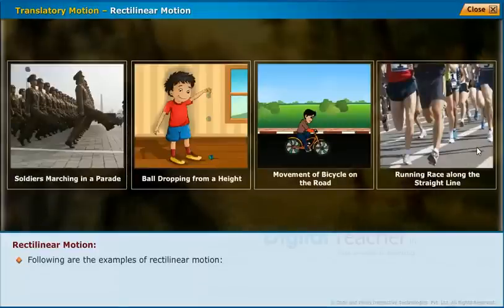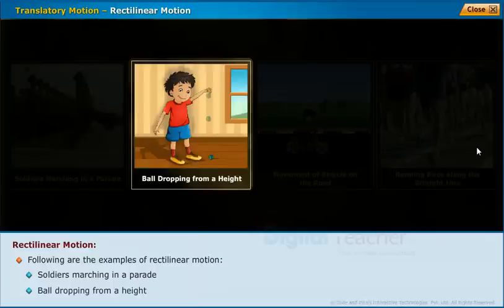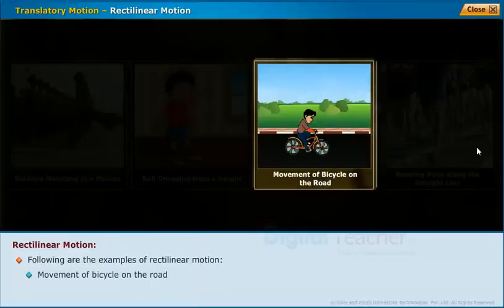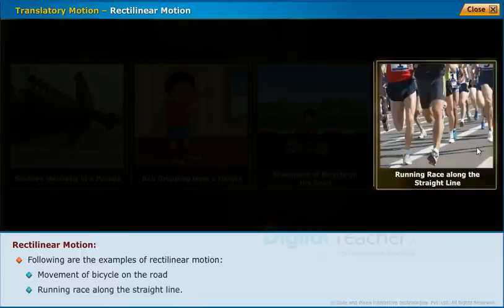Following are the examples of rectilinear motion. Soldiers marching in a parade. Ball dropping from a height. Movement of bicycle on the road. Running race along the straight line.